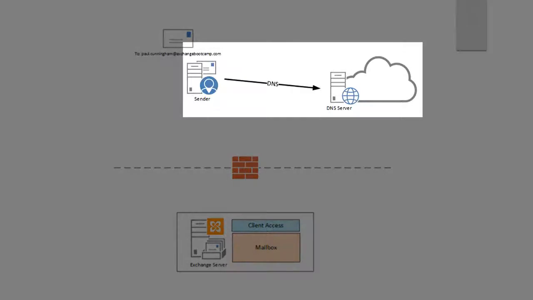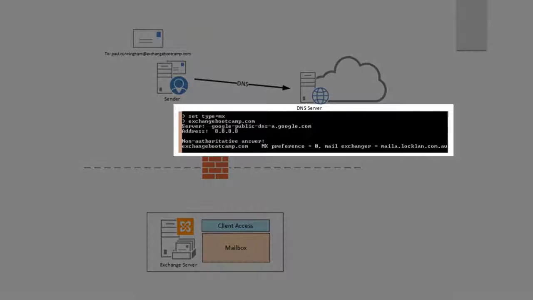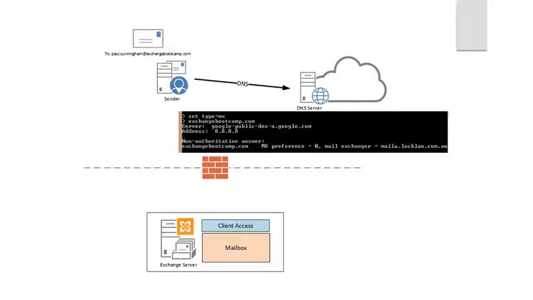Their server will do a DNS lookup to the public DNS servers for my domain. And basically they're saying, where should I send this mail? Or they're basically doing an MX record lookup for that exchangebootcamp.com domain. The DNS server is going to reply with something similar to what you see on screen there. So in this case, exchangebootcamp.com has an MX record with preference of 0, which is the lowest preference number you can have, or basically means that if there were multiple MXs, preference 0 would be the one that would be tried first.